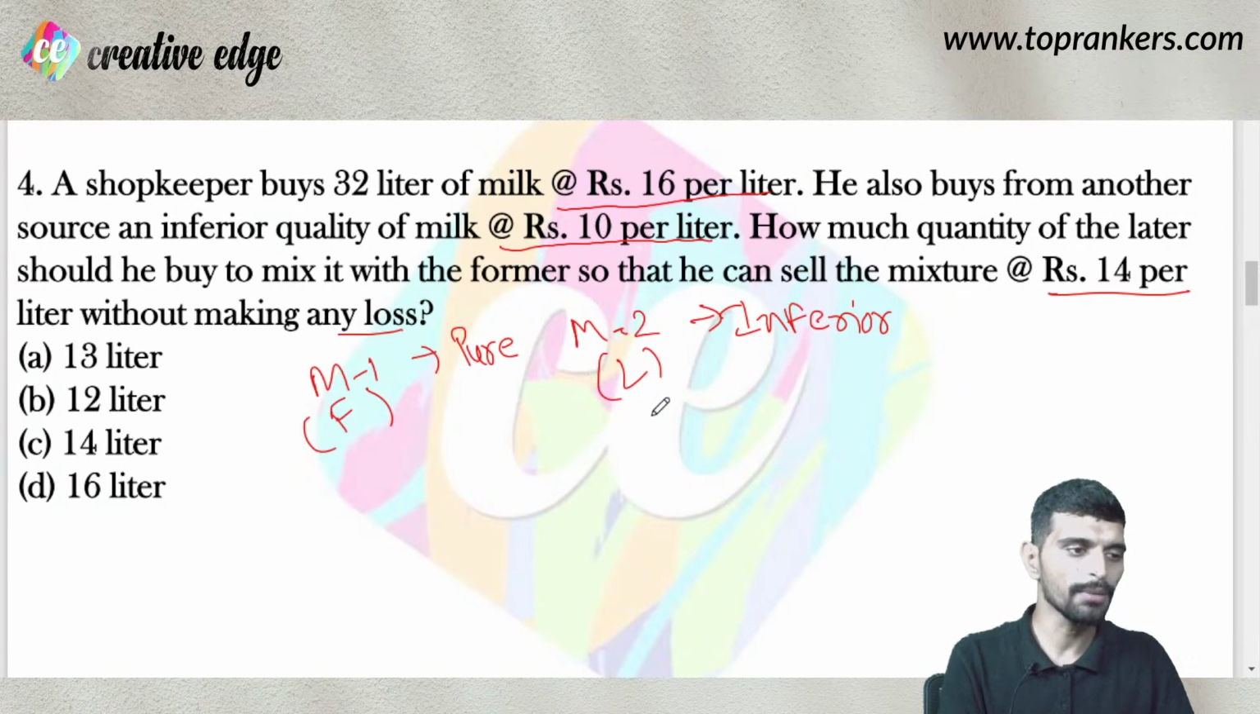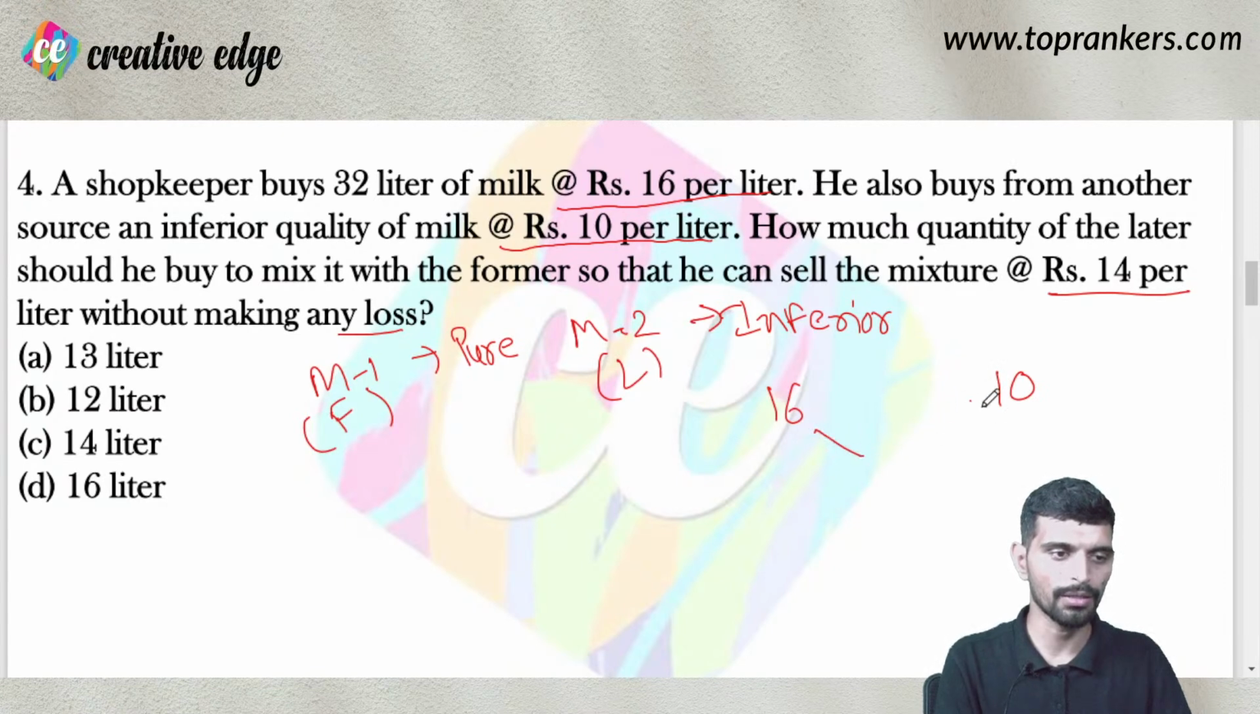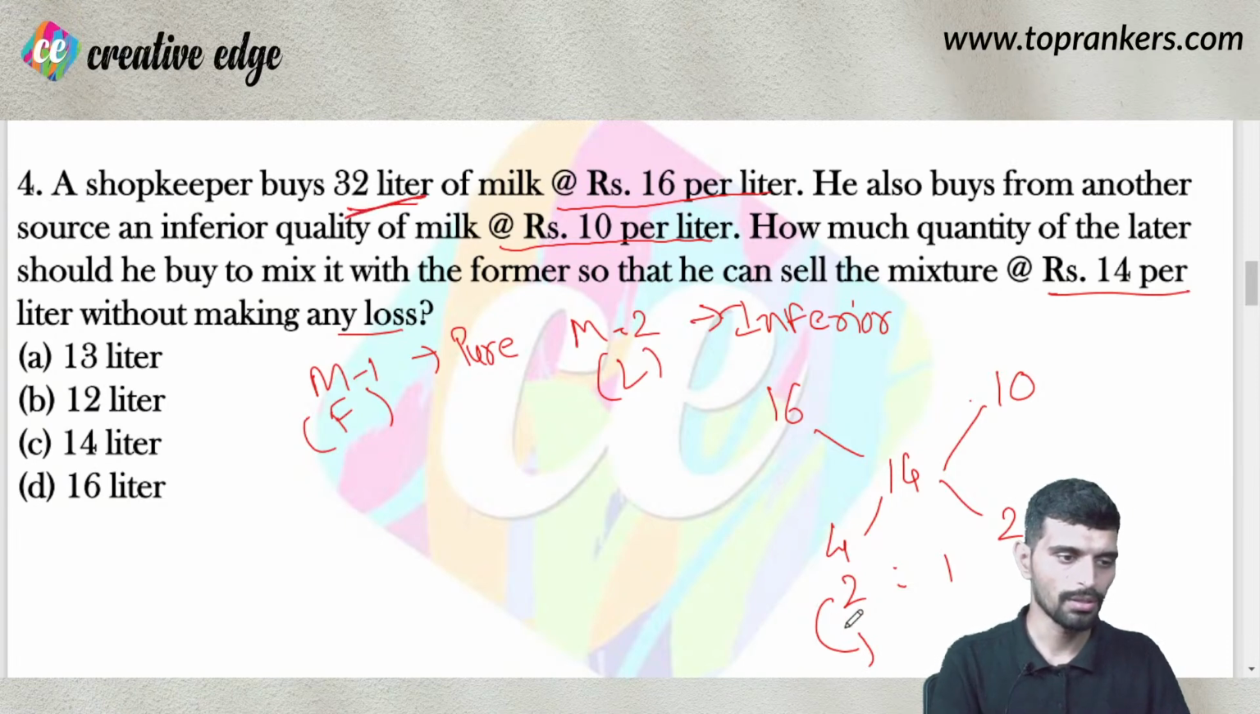So let's see. We can also solve this by the allegation method. You add one of rate 16, the other of rate 10, and the mixture is of rate 14. So here 16 minus 14 gives you 2, 14 minus 10 gives you 4. So the ratio will be 2:1, but this 2 is given to you as 32 liters. So the multiplier here will be 16, that will give you 32 liters.